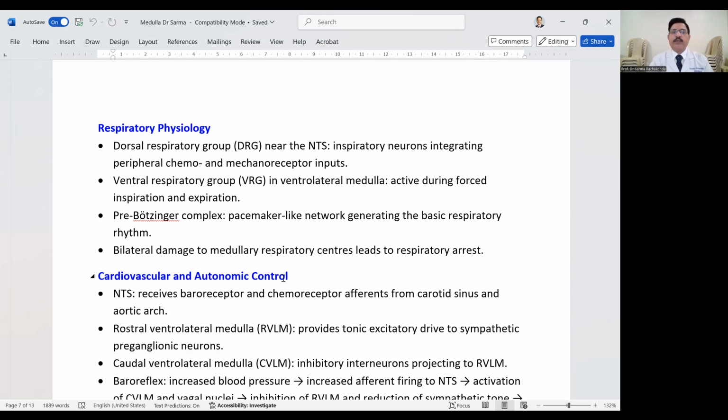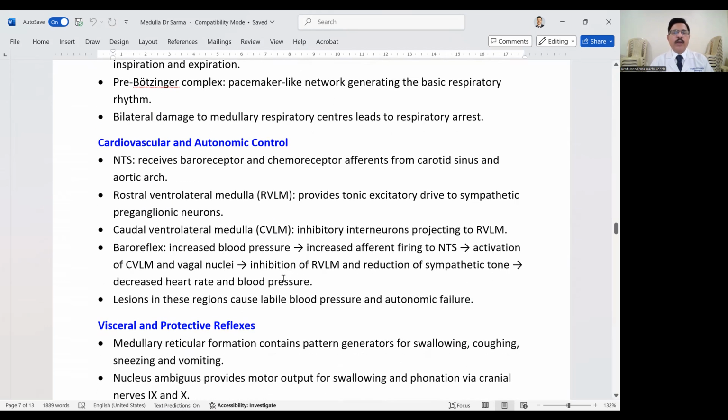Now, if that is disturbed, you have Cheyne-Stokes breathing, irregular breathing and all that. Bilateral damage to the medullary respiratory center leads to respiratory arrest. That's why any bilateral lesion of the medulla could be fatal. Cardiovascular and autonomic control: NTS receives baroreceptor and chemoreceptor afferents from the carotid sinus and the aortic arch. Rostral ventrolateral medulla provides a tonic excitatory drive for sympathetic preganglionic fibers. Caudal ventrolateral medulla has inhibitory neurons projecting to the rostral ventrolateral medulla.